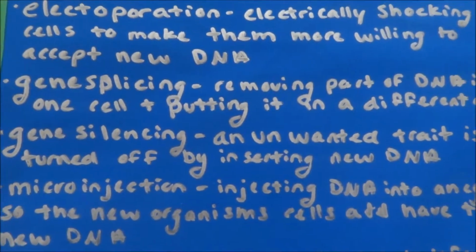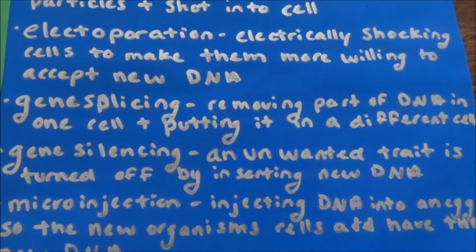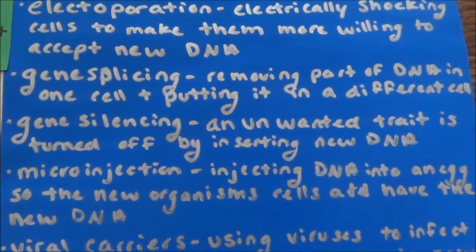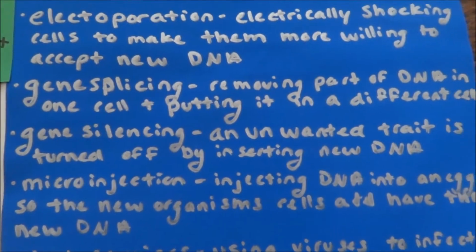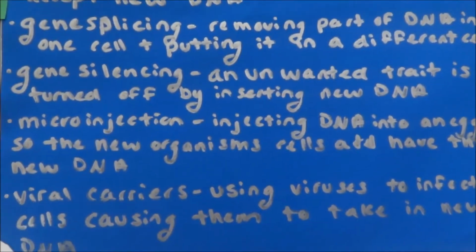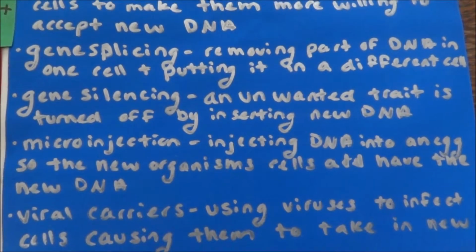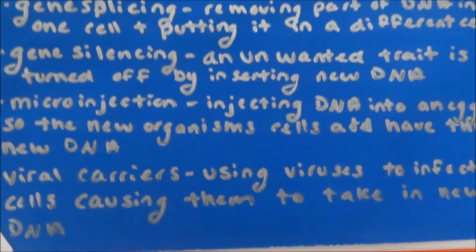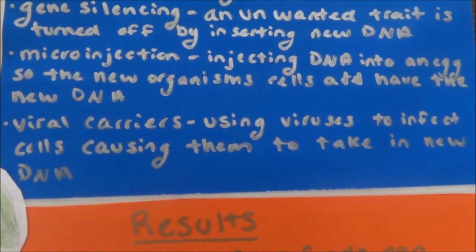Gene splicing is removing a part of the DNA in one cell and putting it in a different cell. Gene silencing is when an unwanted trait is turned off and then inserted into a new DNA cell. Microinjection is injecting DNA into an egg so the new organism's cells all have the new DNA. Viral carriers is using viruses to infect cells, causing them to take in the new DNA.